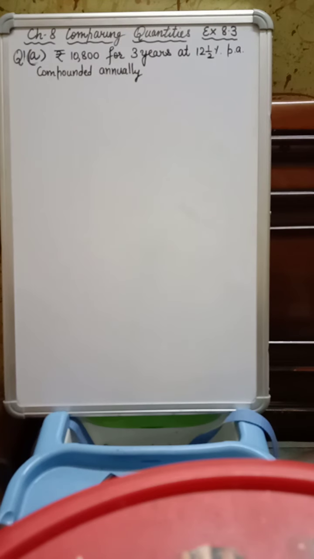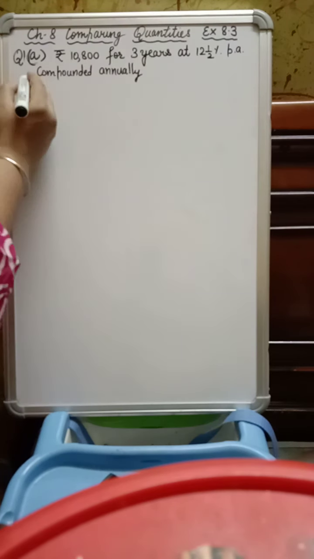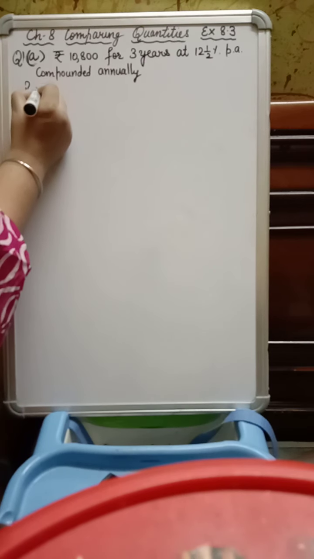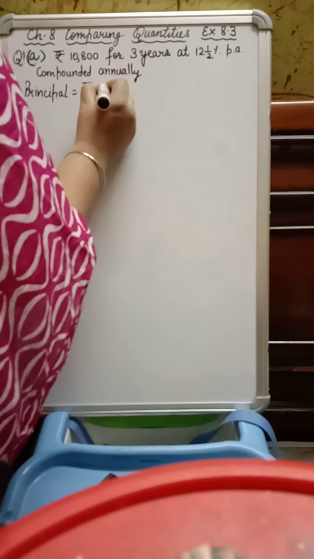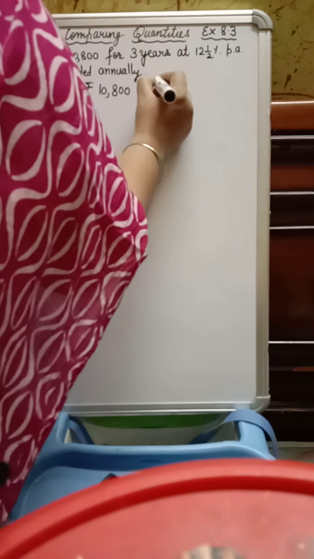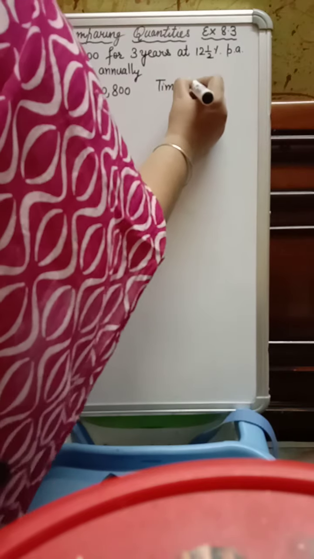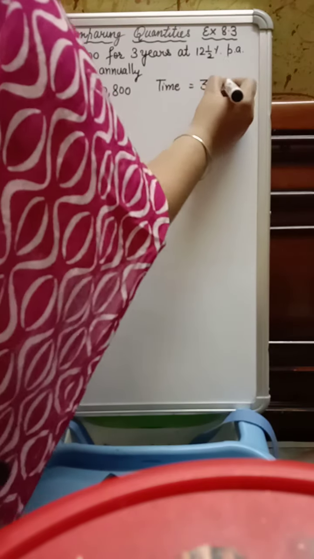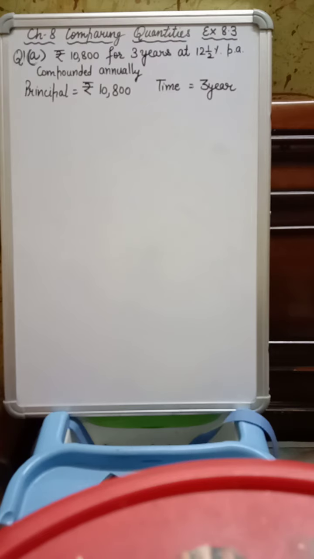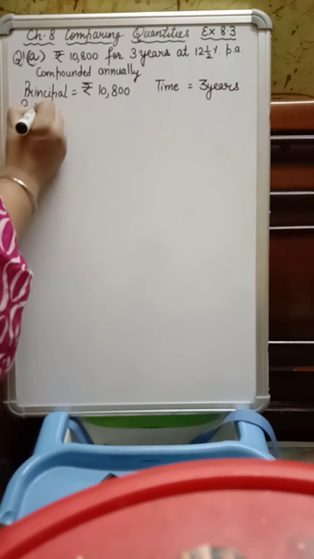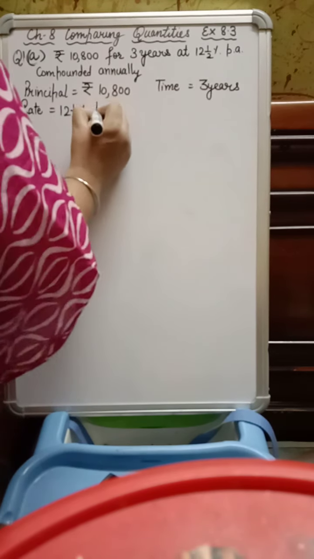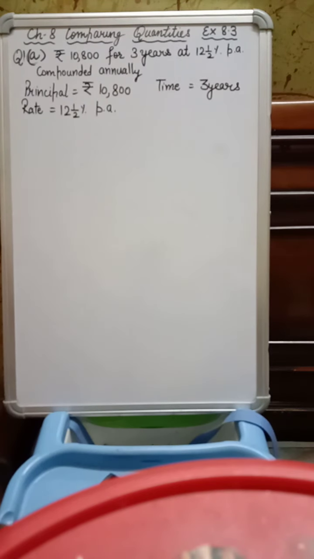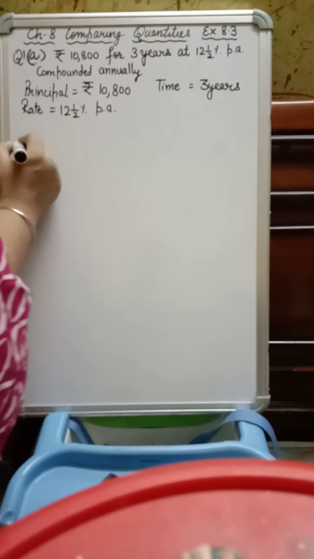Now the principal is given to us. Principal here is rupees 10,800. Time is 3 years. Rate is 12.5% per annum. Now we know the formula for amount.